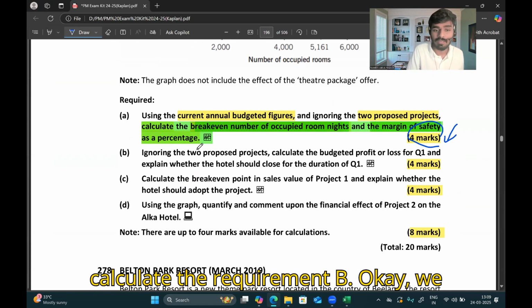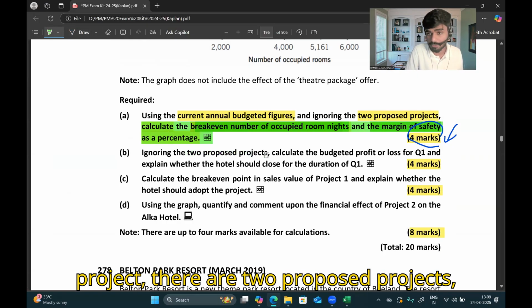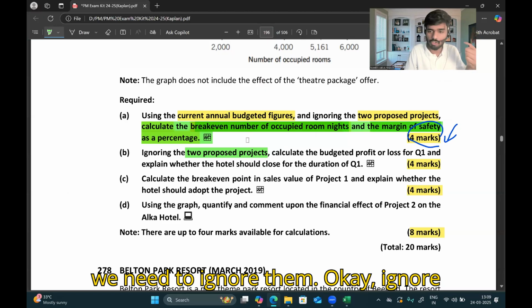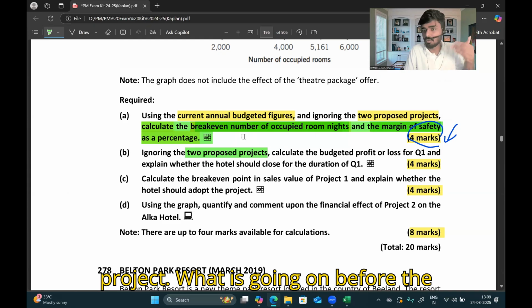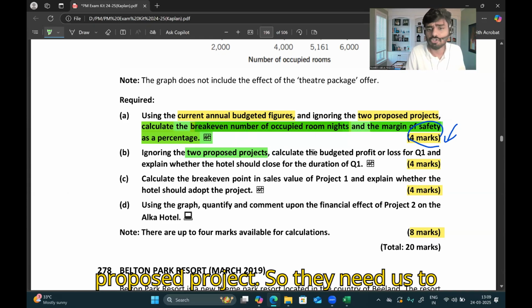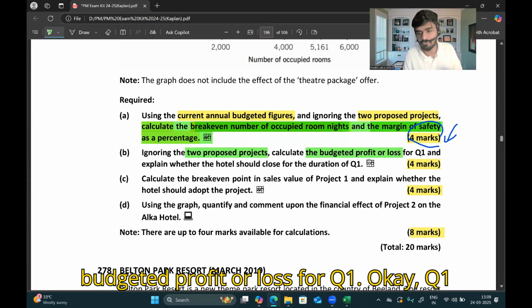We need to calculate requirement B. First of all, we need to discuss what it says. Ignoring the 2 proposed projects, we need to ignore them. We should not consider the 2 proposed projects. They need us to calculate before the proposed project. So they need us to calculate the budgeted profit or loss for Q1.